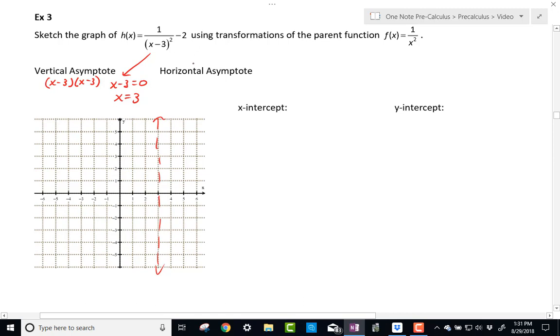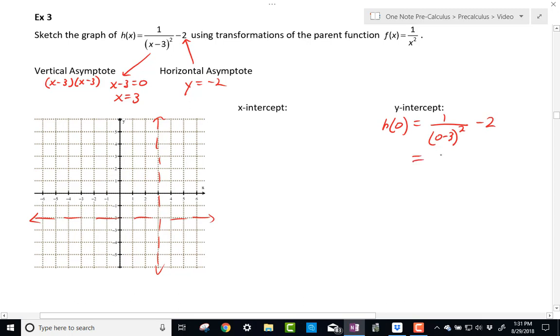Horizontal asymptote, right away I'm looking for this guy right out here, y equals -2. Alright, so here we go, -2. Alright, y-intercept, h of 0 equals 1 over (0 minus 3) squared minus 2. Ooh, this one's going to get a little interesting here.